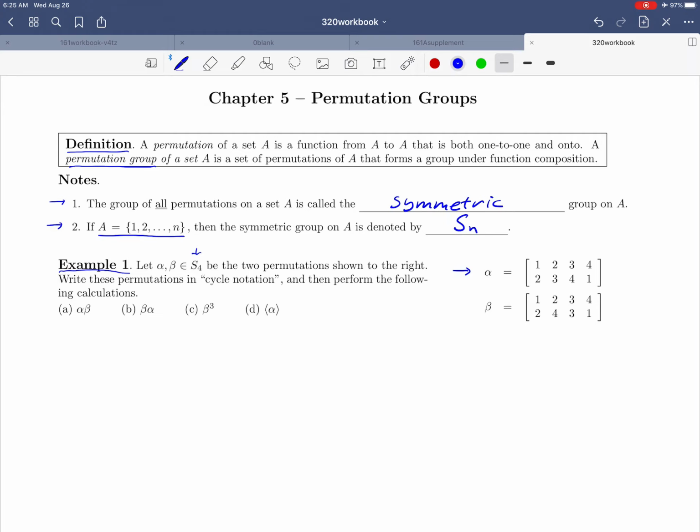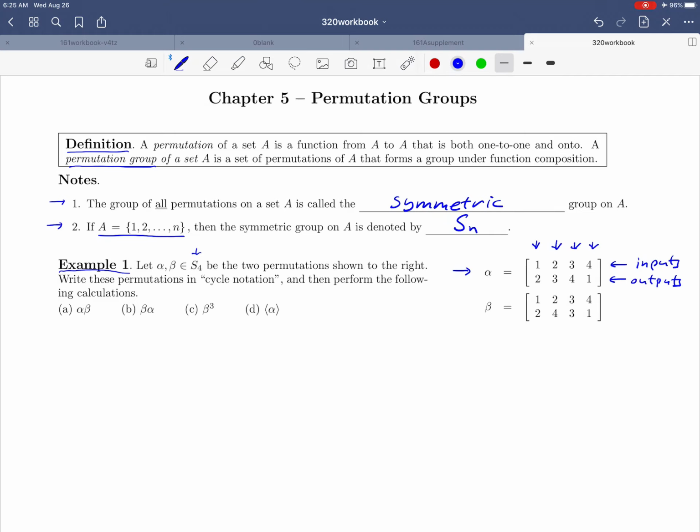How is this describing a function to us? Well, what we're thinking of here is the first row is representing inputs, and the second row is representing outputs. And the question we want to ask ourselves is, is this really a one-to-one and an onto function? Well, let's go down the columns one at a time here. The first column tells us that alpha of 1 equals 2, so we substitute in 1 and we get out 2. Alpha of 2 equals 3, alpha of 3 equals 4, and alpha of 4 equals 1. Is that a one-to-one and an onto function?